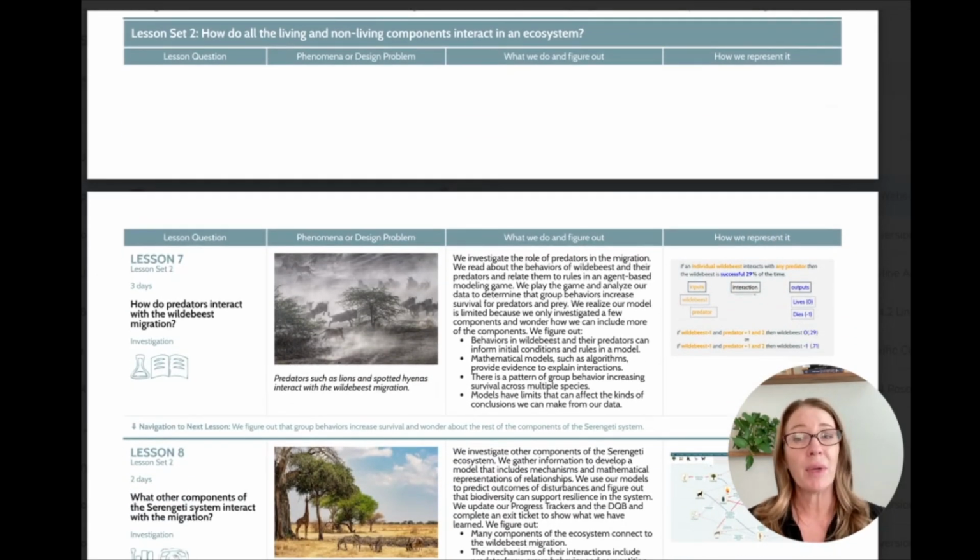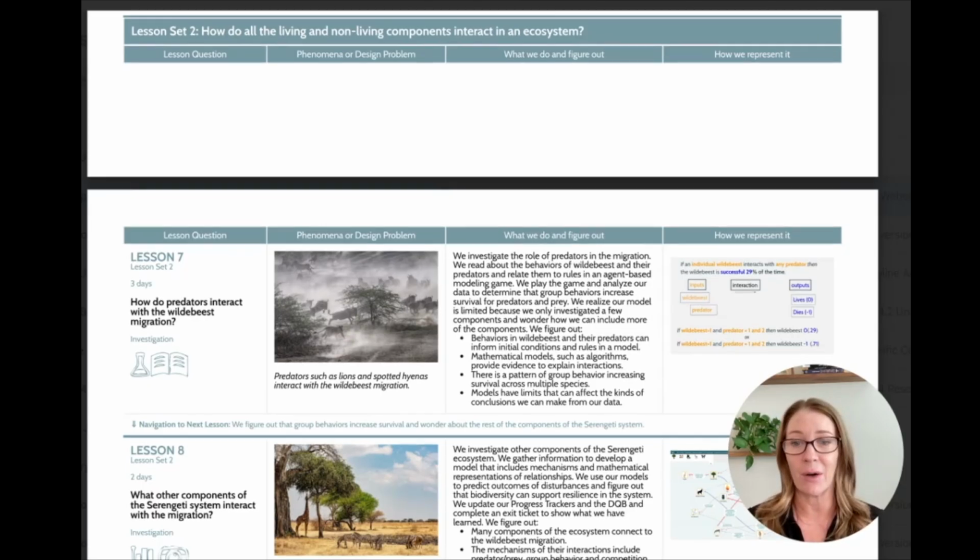Okay, we're now going to begin lesson set 2. We want to know, how do all the living and non-living components interact in an ecosystem? So the next few lessons are all going to answer that question. It'll also answer those questions related to this on the driving question board. So we're talking about interactions now.